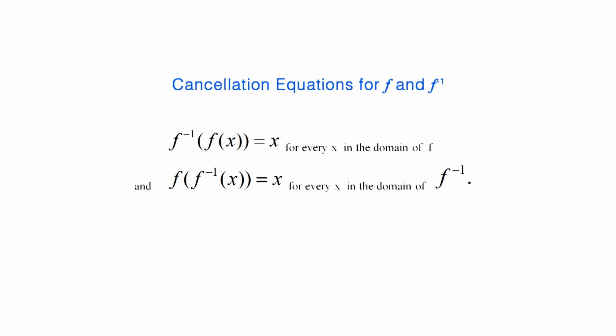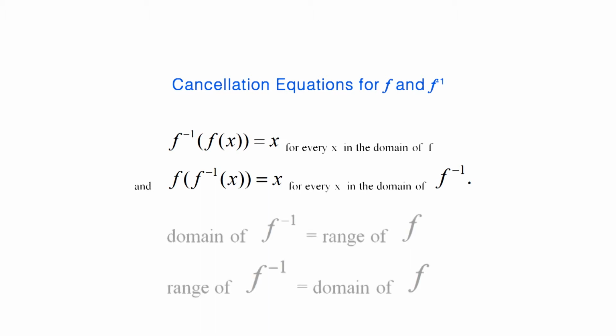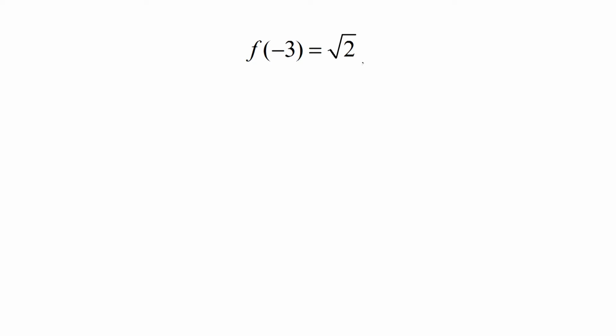We call these equations the cancellation equations for f and f inverse. These equations imply the following relationship between the domains and ranges of f and f inverse: the domain of f inverse equals the range of f, and the range of f inverse equals the domain of f.